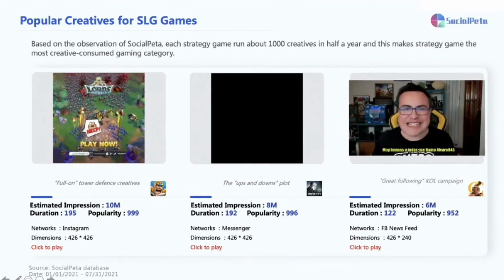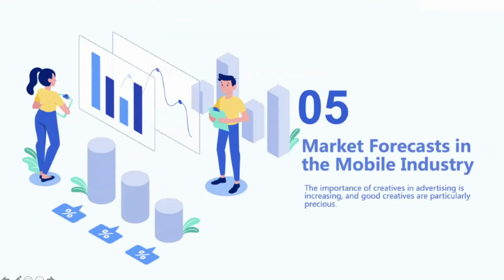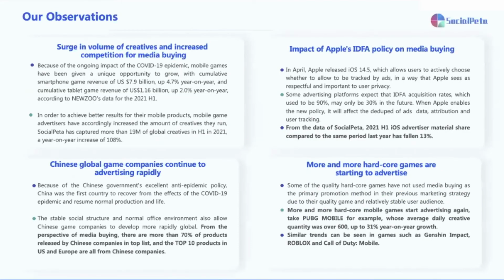And in our last section, we would like to share some market insights in the mobile market. We found that the importance of creatives in advertising is increasing, and good creatives are particularly precious. The very first finding is that COVID-19 is horrible for our daily life, but nurtures a good environment for mobile game industry development.